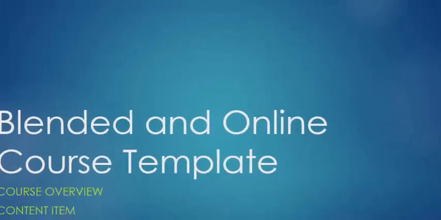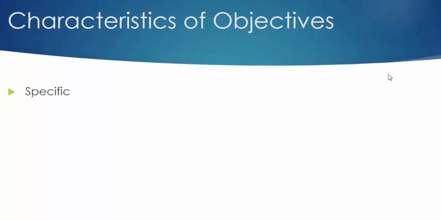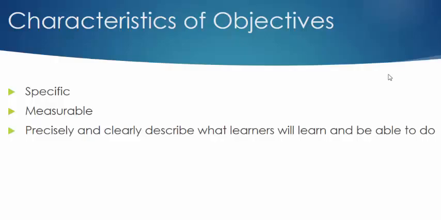Good course level objectives will include three things. They'll be specific, they'll be measurable, and they'll precisely and clearly describe what learners will learn and be able to do. Objectives should begin with an action verb. I've attached a copy of Bloom's taxonomy to help you find appropriate verbs for your objectives.